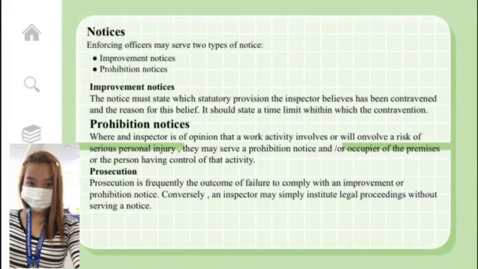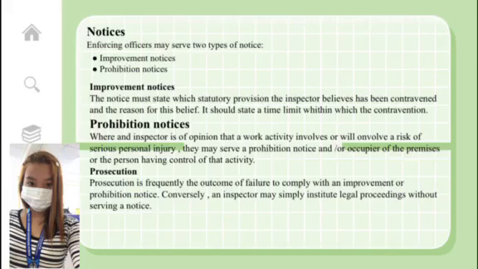Notices. Enforcing officers may serve two types of notice. First, improvement notices. Second, prohibition notices. I will discuss the improvement notices first. An improvement notice must state which statutory provision the inspector believes has been contravened and the reason for his belief. It should also state a time limit within which the contravention should be remedied. If an inspector is of the opinion that a breach has occurred or is likely to occur, they may serve an improvement notice on the employer or employee.